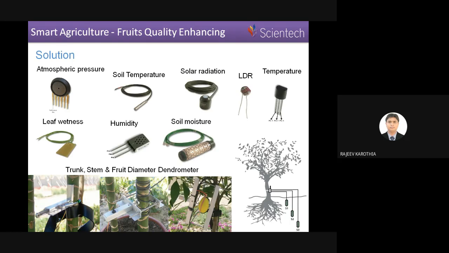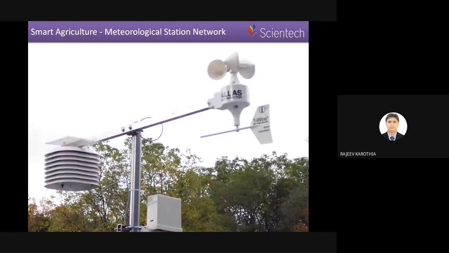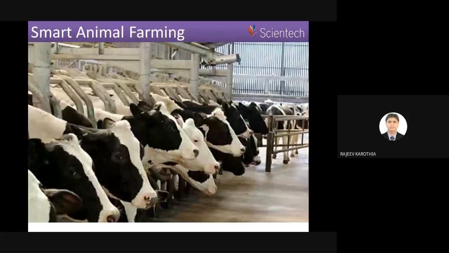the different application areas. Some sensors are relevant to trunk, stem and fruit diameter measurement. You have some LVDT based sensors, so you can get the fruit diameter and trunk diameter, and then you can get the soil moisture. These are the different sensors which we can use to make your agriculture smart. Some meteorological stations you can deploy should have wind direction, wind speed, and a rain gauge sensor. That is important for your meteorological station network.